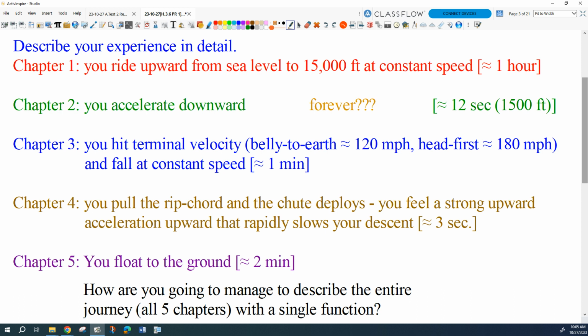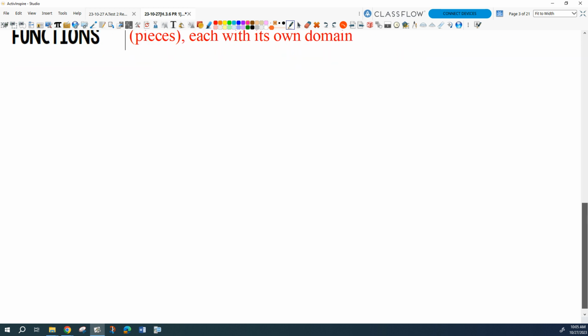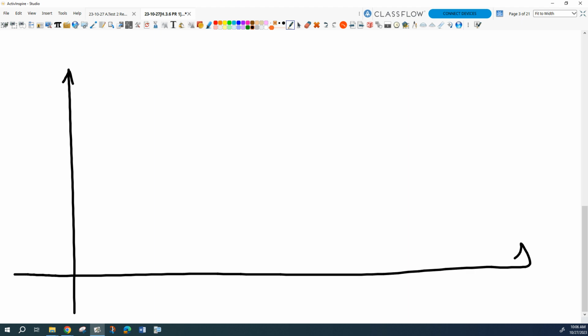What would the output probably be? What's interesting about this? What's the height? Yeah, the altitude's probably the output, right? So if I were to graph that piecewise function, it's going to look something like that, right? Where we've got height in feet, I guess, and our input is time. And we could do that in seconds, I guess. The times are pretty different. But what's this thing going to look like?